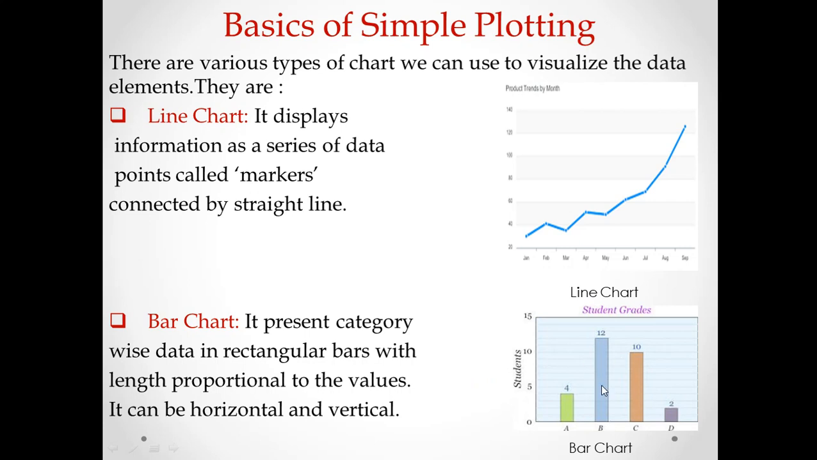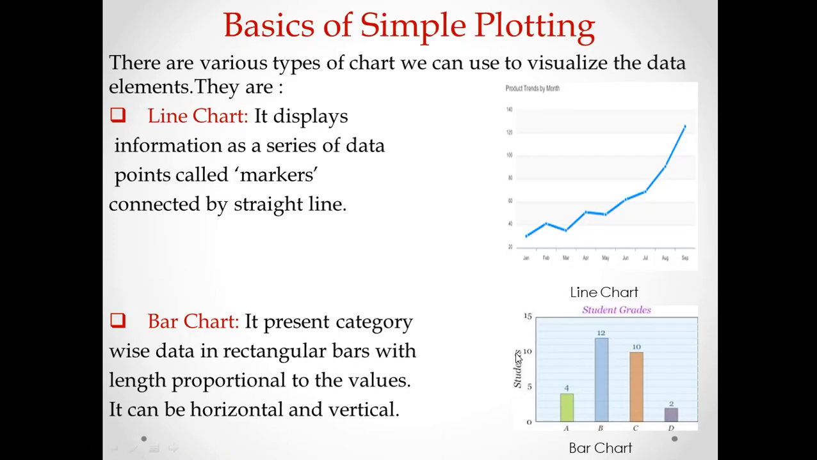As in the case of this example, it is a vertical bar chart. If you want to draw the horizontal one, then just reverse it. If you turn this graph to the right side, then it will become a horizontal bar chart. So this is the example of the bar chart. Different bars are there and the length is proportional to its values, like A, B, C on the x-axis, and values on the y-axis.